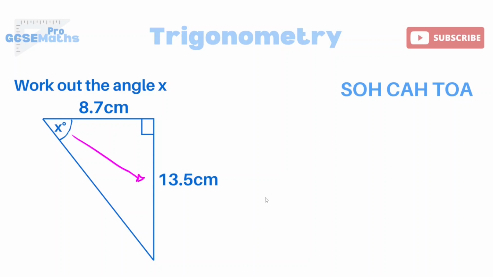In this case, 13.5 would be our opposite. And then the adjacent, which means next to, is the side that is next to the angle. That's not the hypotenuse, right? In this case, the 8.7 is the adjacent.